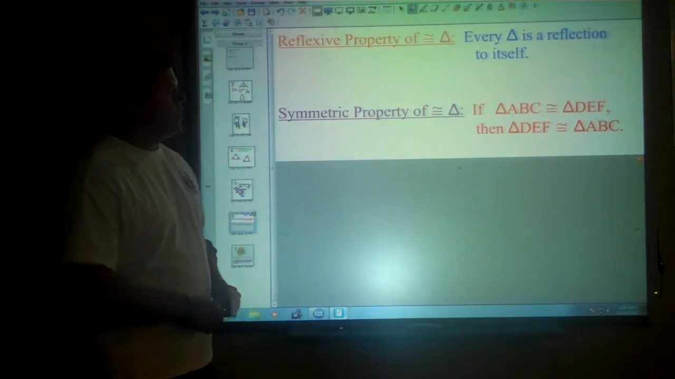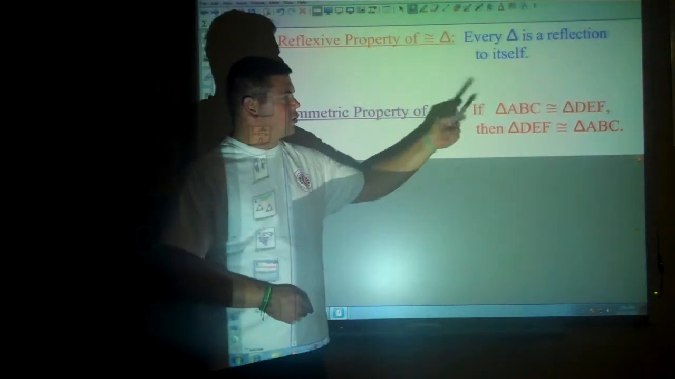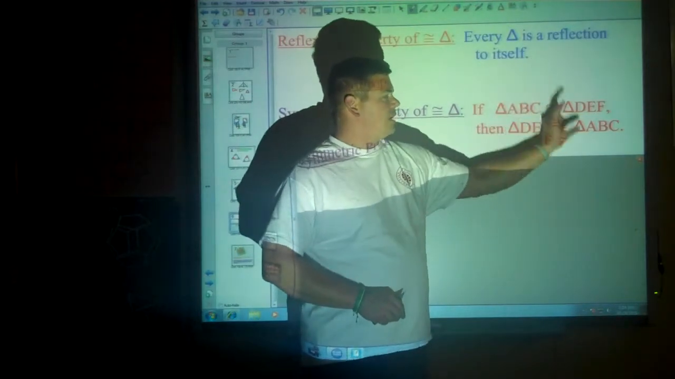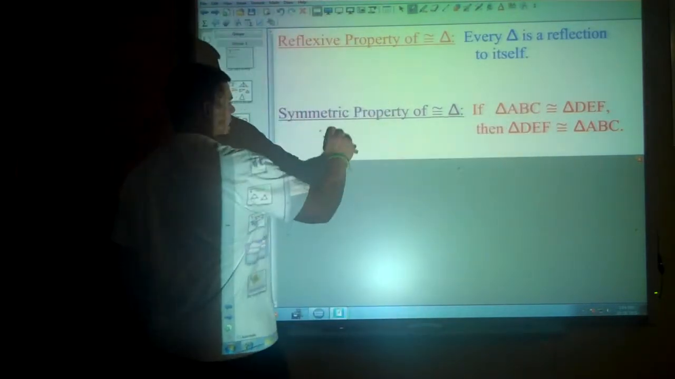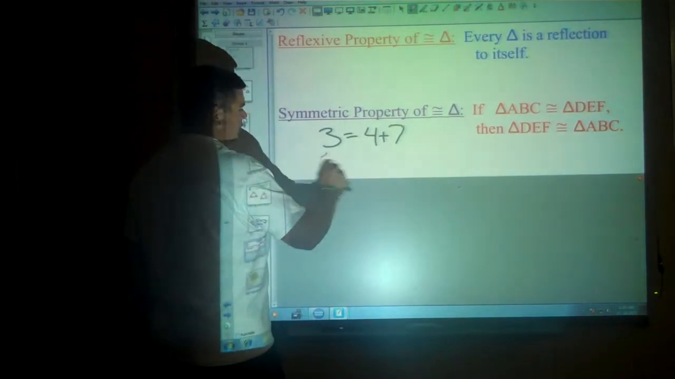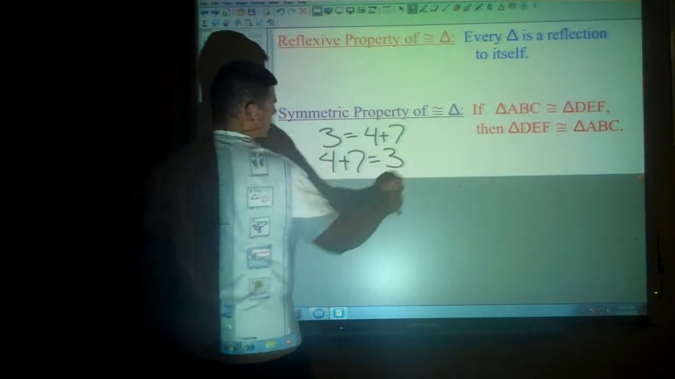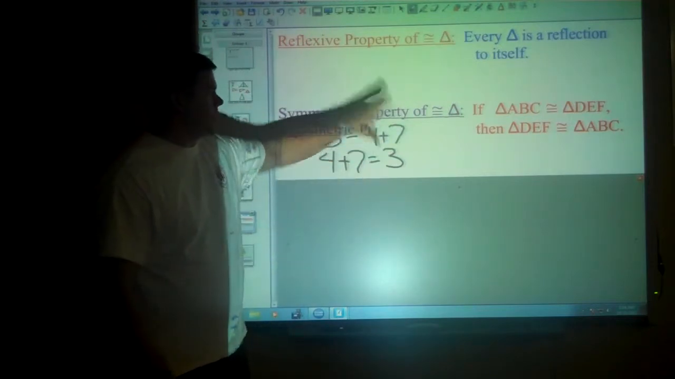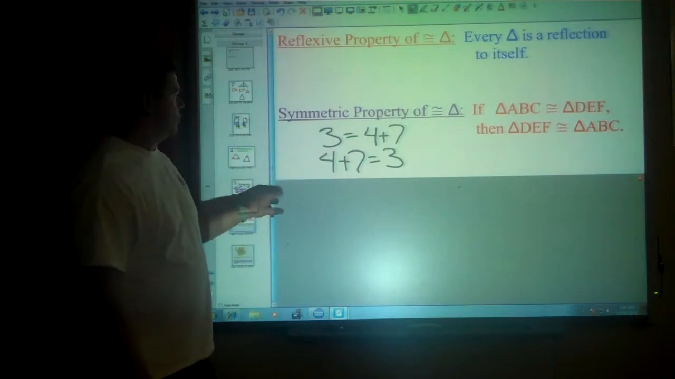The symmetric property, if ABC is congruent to DEF, you can take and flip them around. They will flip. Just like when we say 3 is equal to 4 plus 7, you can write 4 plus 7 is equal to 3. Same idea, it flips around. So if we say one triangle is congruent to another, we can flip them around. That helps us with proofs and theorems.